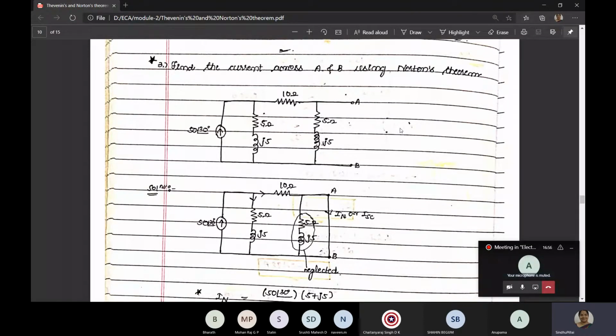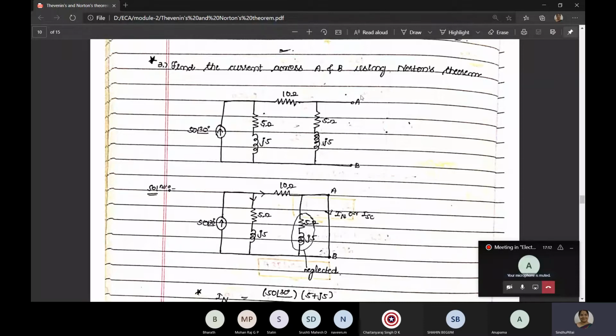So we have gone with the AC source here. These are the J terms which are given. What they have given is that we have to find the current across AB. So AB is the terminal, that means this is the load terminal. We have to find the current here using Norton's theorem, as they have told.